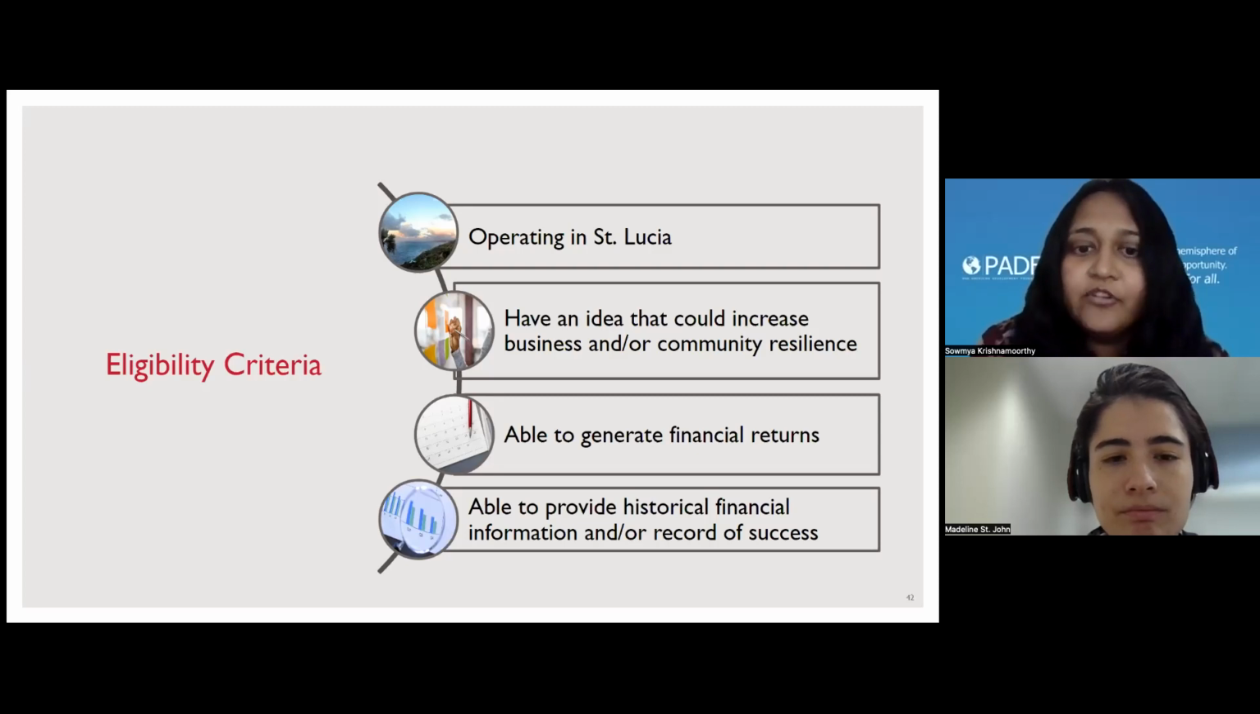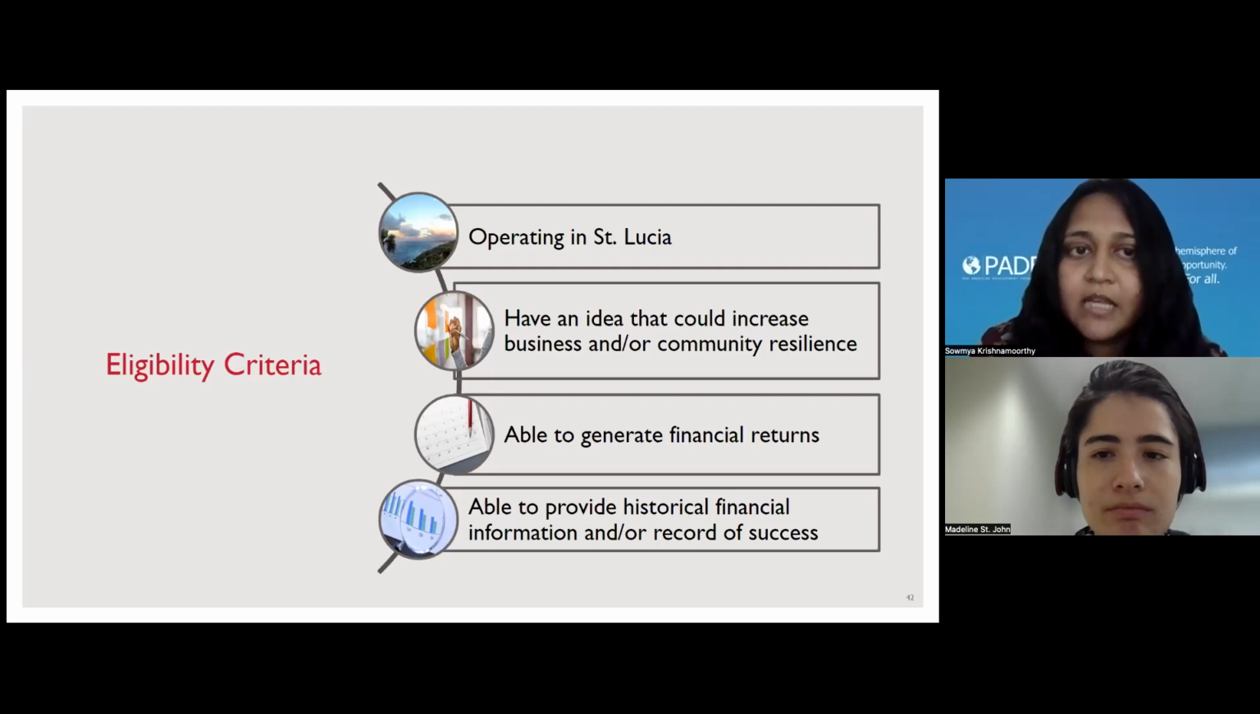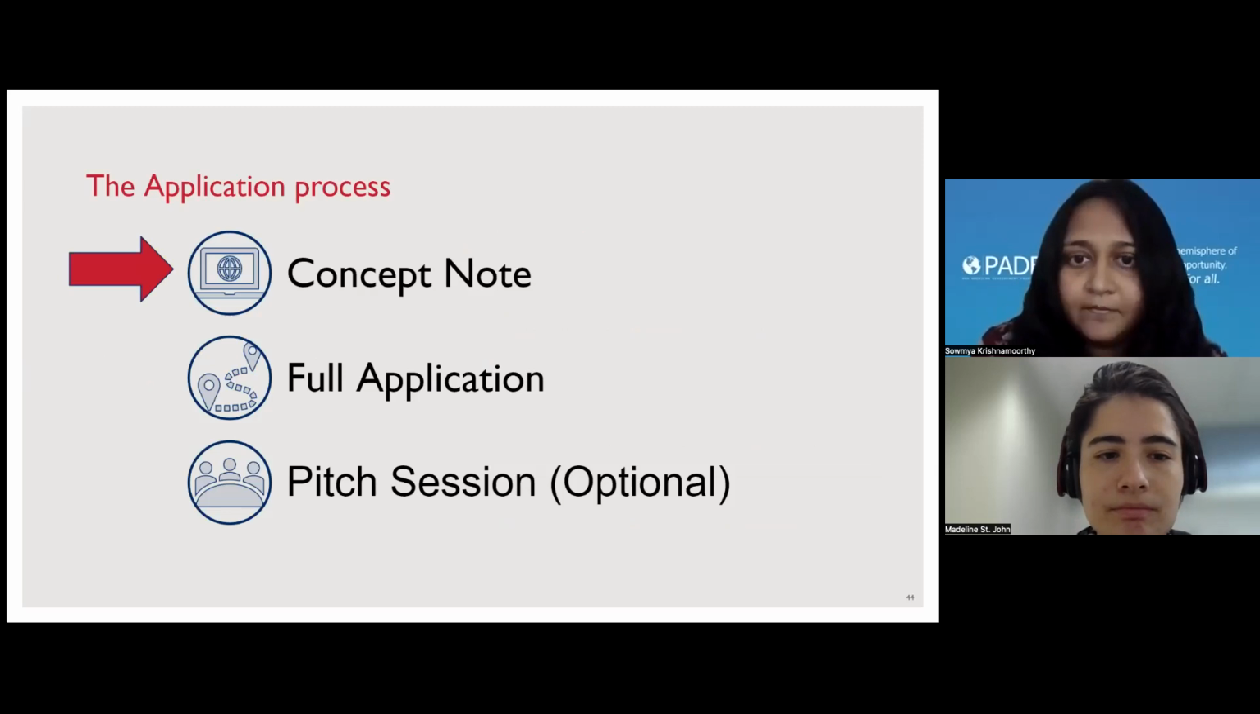If your business or your idea is able to generate financial returns, and you're able to provide some historical financial information and or a track record of success as an entrepreneur or an enterprise, we want to hear from you. So these are the very basic eligibility criteria. And as we said earlier, we're sector agnostic, we're size agnostic. So please apply if you think you've got an idea you've been sitting on for a while and could really use it to boost resilience. Next slide, please.